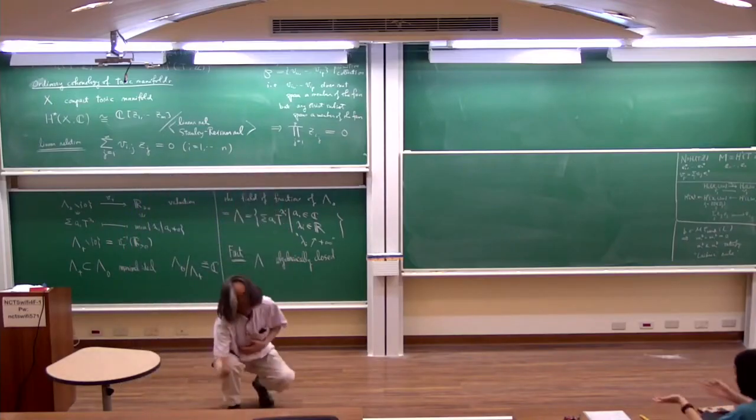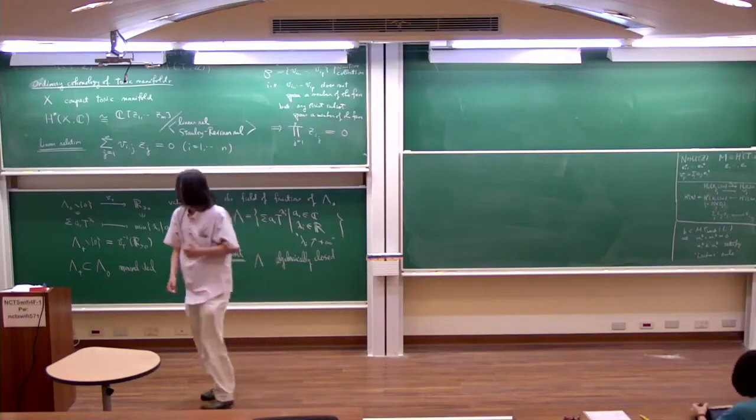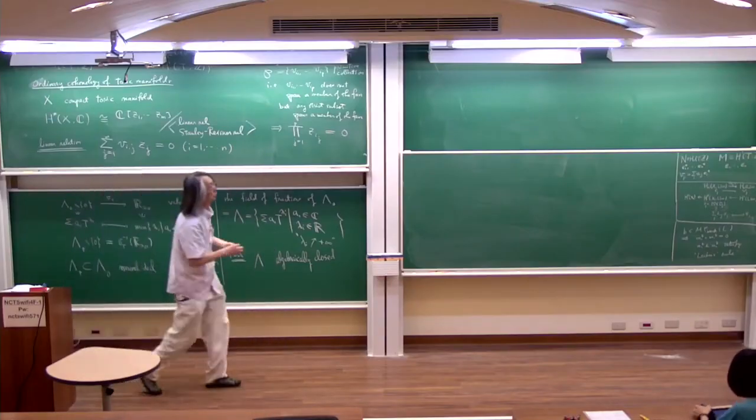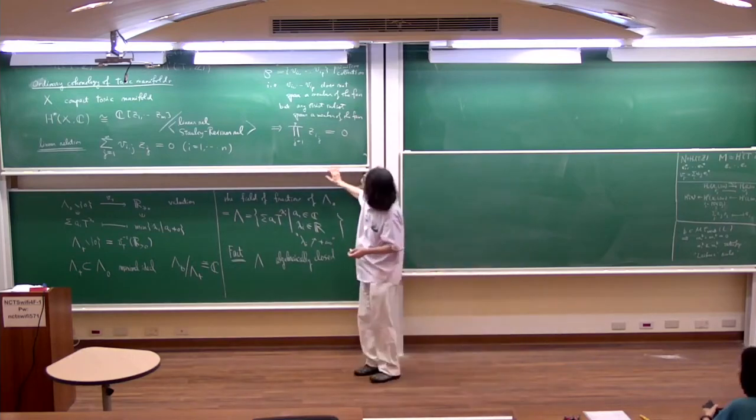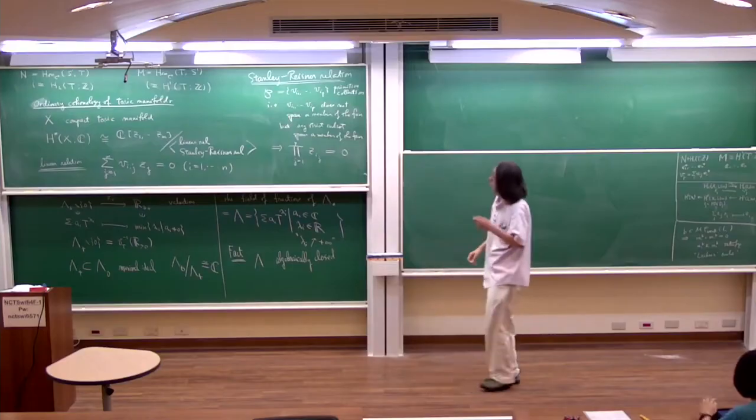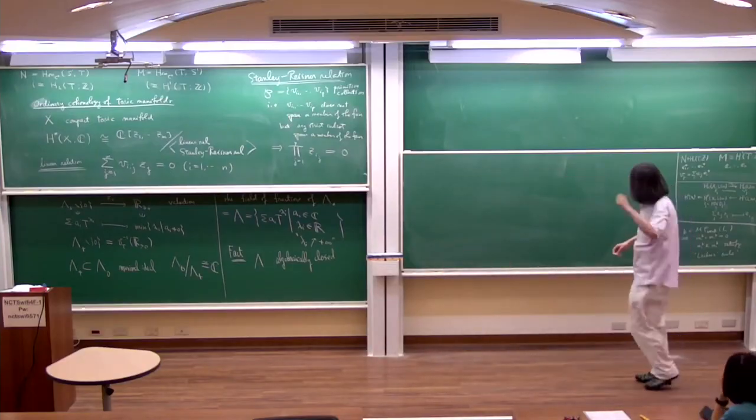So maybe I can start, right? So I just continue the discussion about Lagrangian Floer theory for torus fibers.